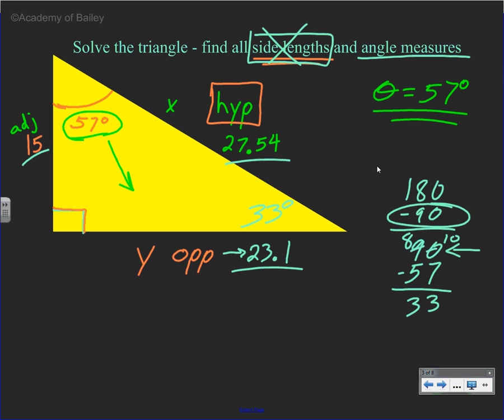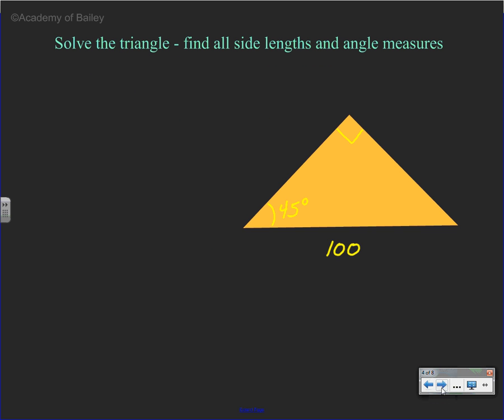So let's go ahead and move on to the next one here. It says solve the triangle, find all side lengths and all angles. Let's go ahead and get started on that. First step, label the hypotenuse. So we have the hypotenuse. Second step, determine which angle we're going to be using. That's the one that we know is 45. And third step, label the opposite side, which is across from 45, and label the adjacent side, which is right next to it.